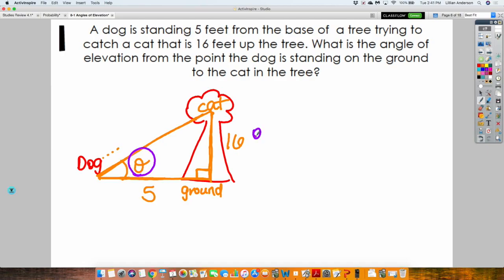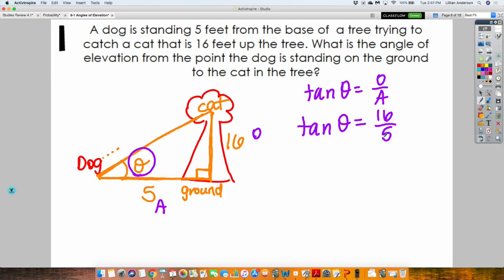5 is mine. What trig ratio has opposite and adjacent in it? Tangent. So I'm going to use the formula tangent theta equals opposite over adjacent. That's the TOA in SOHCAHTOA. Then you plug everything in and you solve respectively. Tangent theta equals 16 over 5. And because I'm looking for an angle, I need to use what? The inverse.